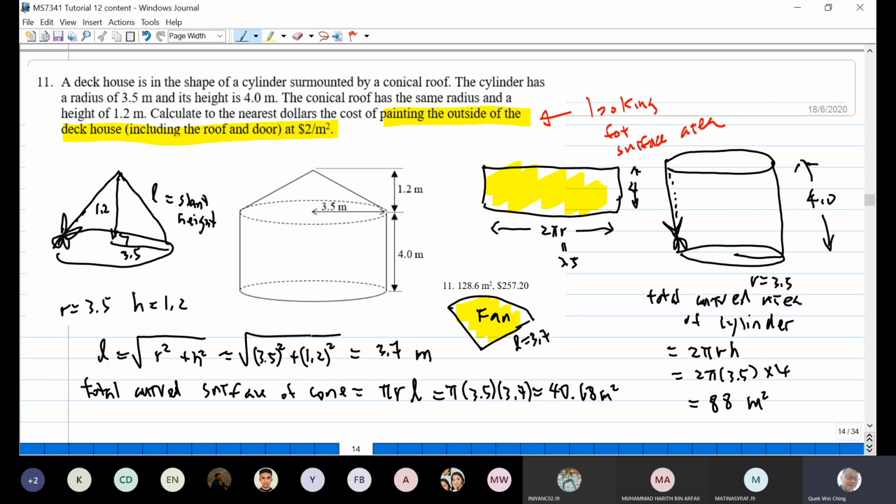So the total surface area is equal to what? So you can calculate here. Total surface area is equal to 40.68 plus 88. So we add together 40.68 and 88, which is 128.64.